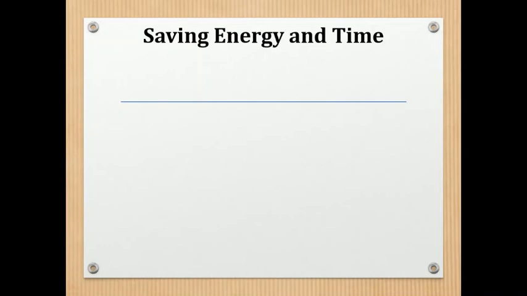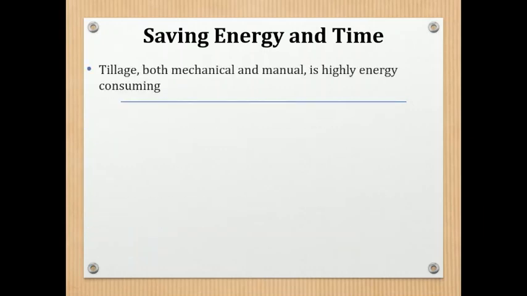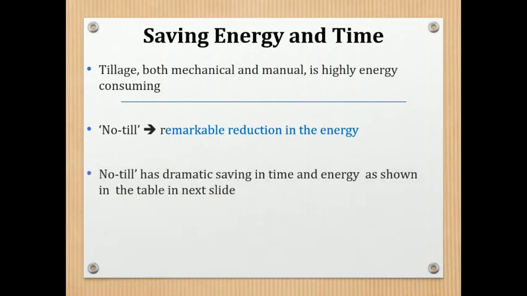A very important feature of the no-till system is it helps in saving energy and time and finally enhancing economic gains. Tillage, both mechanical and manual, is highly energy consuming. No-till techniques have shown a remarkable reduction in the energy required. A comparison of power requirement in no-till and conventional tillage farming shows dramatic saving in time and energy, as mentioned in the table below.